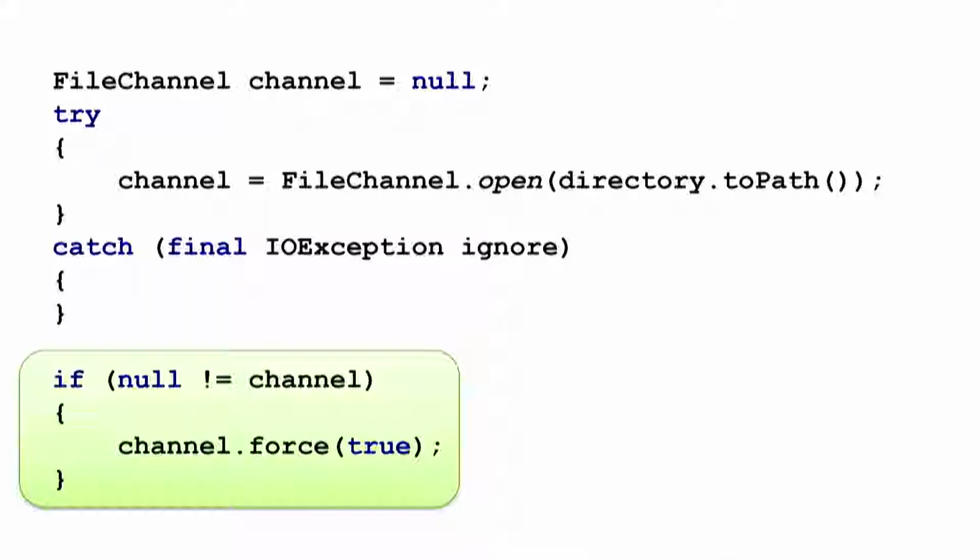And then later on, if my channel is not null, I'm going to call force on it. Why am I doing this really ugly little bit of code? Well, if you happen to be running on a Unix machine, and you go to create a file, and you're going to write data into that file, and you want that to be reliably written to disk, you've got to deal with the machine possibly crashing.